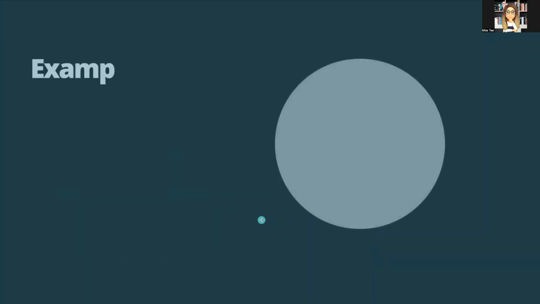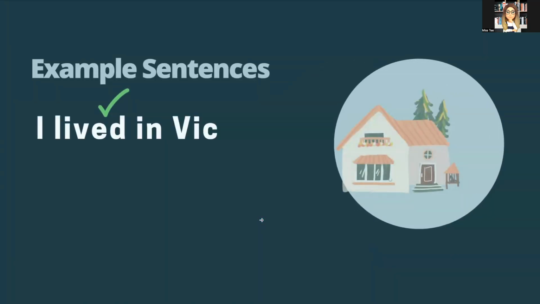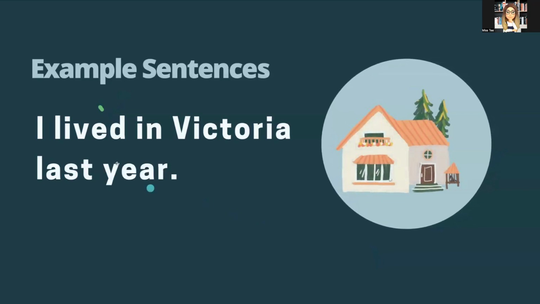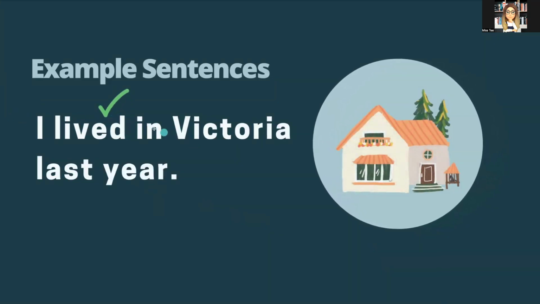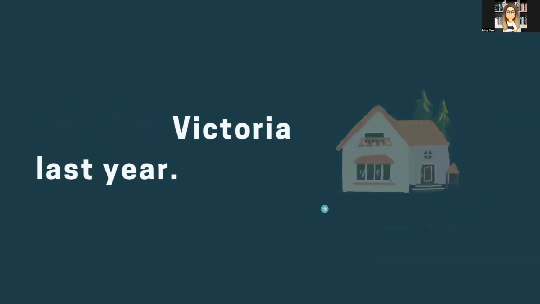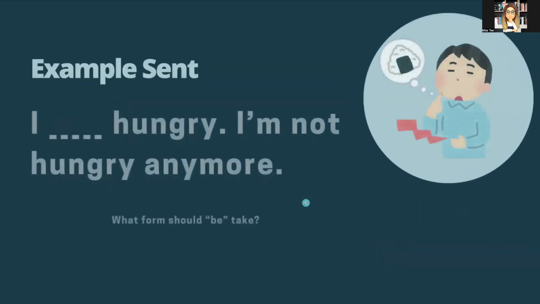Here is the correct form. I lived in Victoria last year. So for this, we only had to add D because the base form ends in E. So we just needed to add D at the end. I lived in Victoria last year. That's great. Let's look at this one.